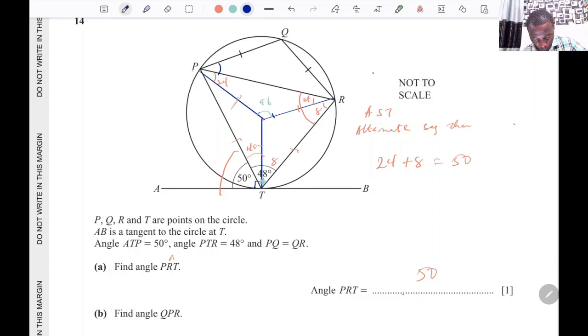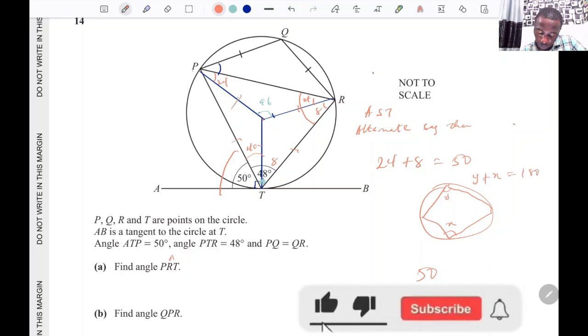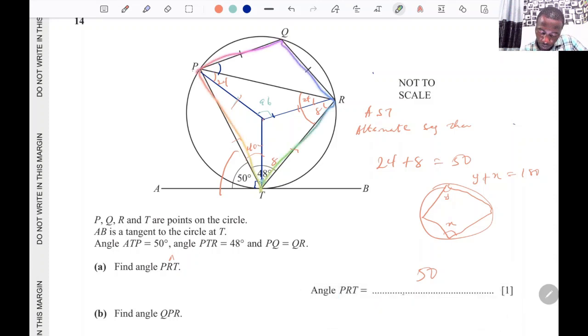Now, there's a theorem in circles too. That's why I say you should go and master your circle theorems. It says that when a quadrilateral forms like this, the opposite angles add up to 180. So if here is x and here is y, then y plus x equals 180. Since I have this inside, I will consider them. Whatever I have here plus whatever I have here is 180. Since I have 48 here, 48 plus 96 here will give me 180.